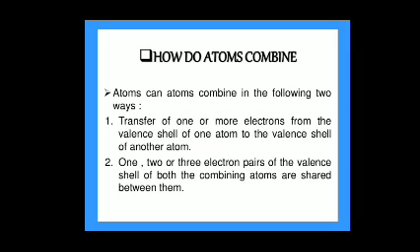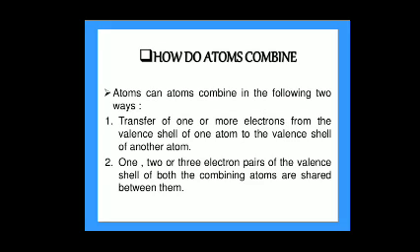First one is transfer of one or more electrons from the valency cell of one atom to the valency cell of another atom. Transfer of electrons between the atoms to form a stable electronic configuration in its valency cell, to form a chemical bond.